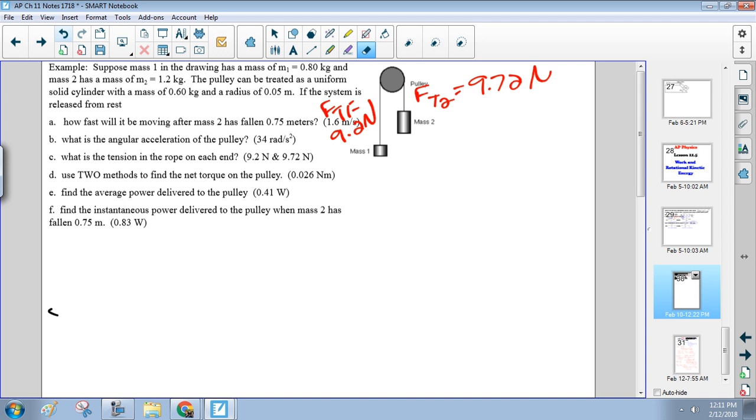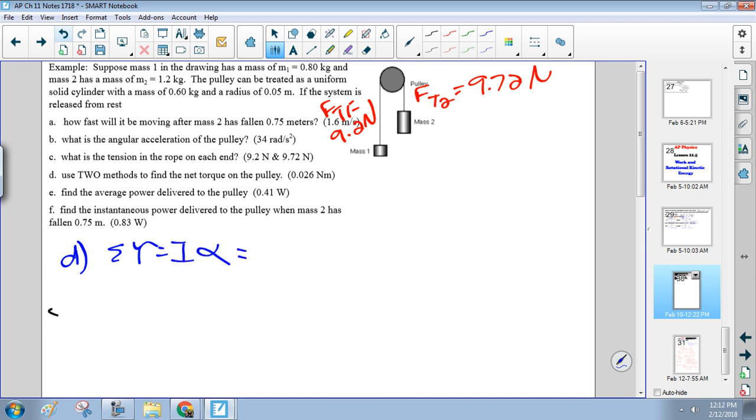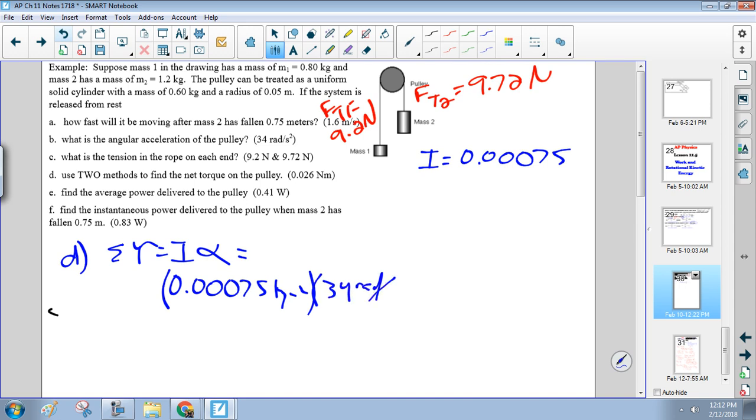Option 1, part D: net torque is I alpha, right? Had we found I for this? Yes, we had. I was 0.00075 kilogram meters squared. We know alpha, because we already found it, is 34 radians per second squared. So multiply that out, 34 times 0.00075, and it gives you 0.0255 Newton meters.